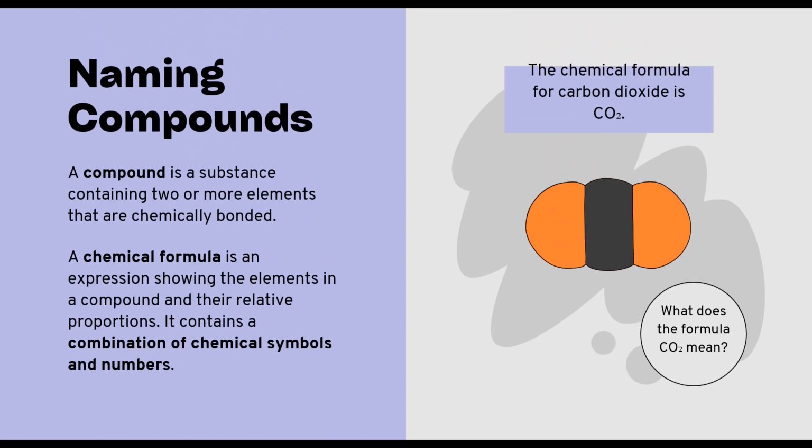Now naming compounds. First of all, what is a compound? A compound is a substance containing two or more elements that are chemically bonded. Here you can see the example: the chemical formula for carbon dioxide is CO2.